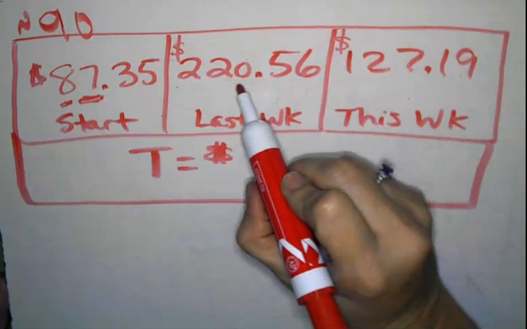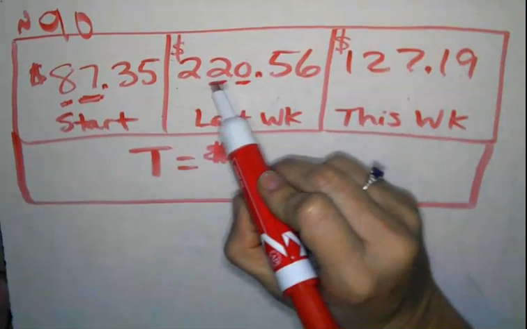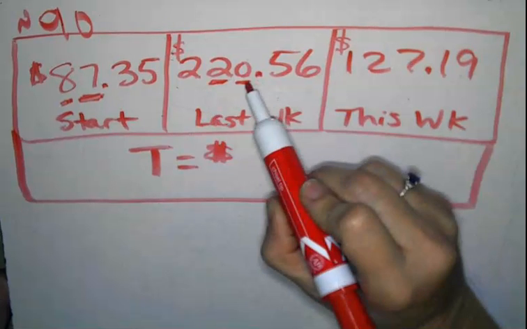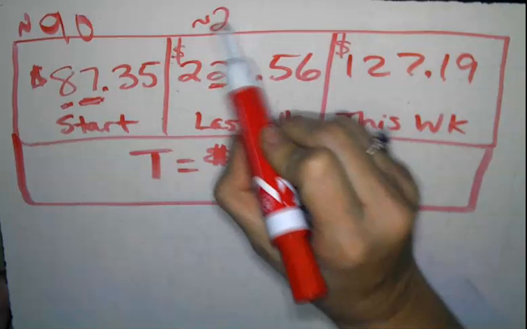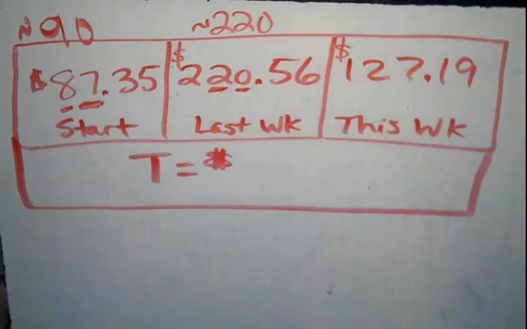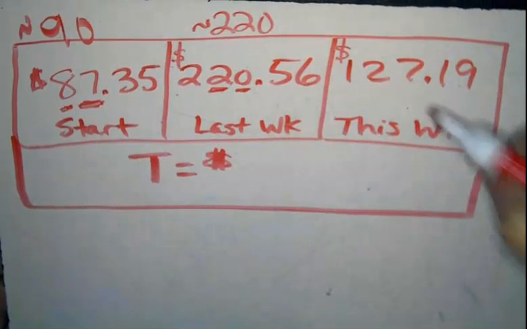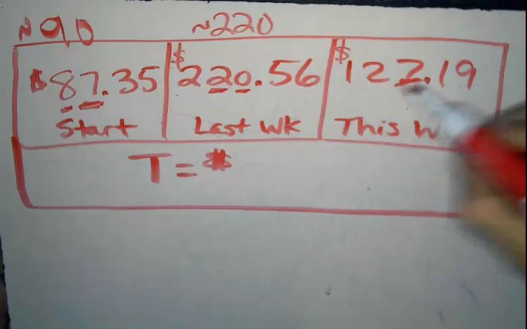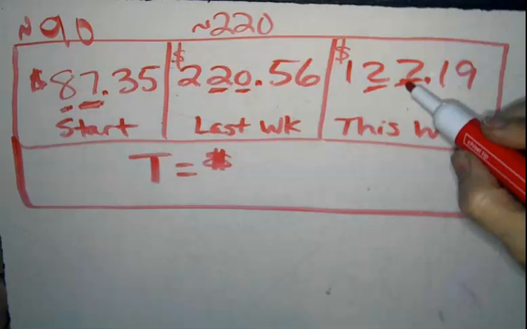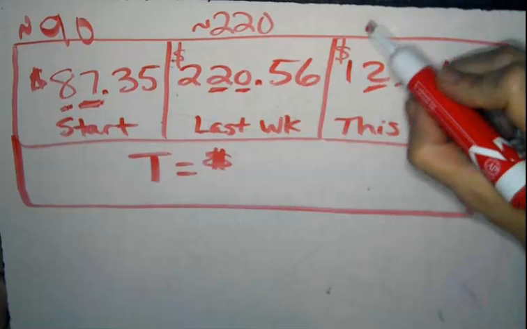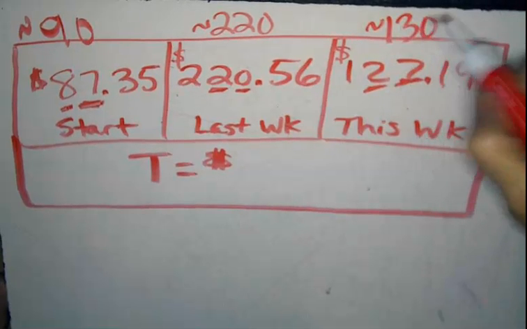Now I'm looking at the ones place to decide what to do here in the tens place. 0 to 4 stays the same, so our number is rounded to $220 for last week. This week, I'm looking at this 7 to decide what to do with the 2. The 7's going to change the 2 to a 3 when I'm rounding, so $130.